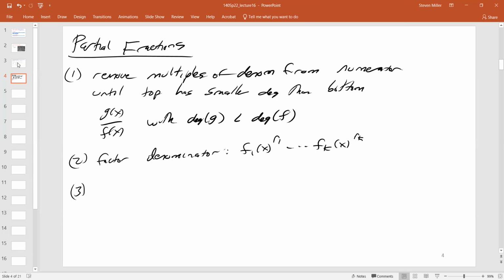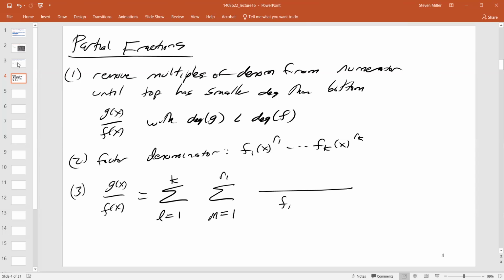And then we write g of x over f of x as, and this is where the notation becomes a nightmare, I'll just do a sum. L goes from 1 to k. And then we'll have a sum. M goes from 1 to r_L, we'll have f_L of x to the degree m. And then we'll have here a polynomial of degree 1 less than f_L.